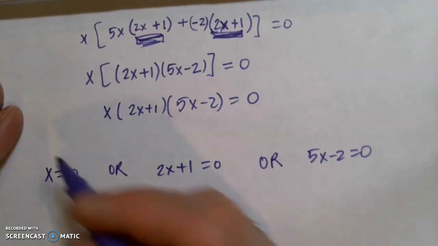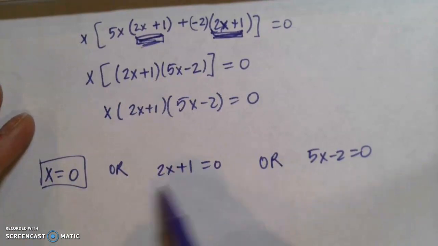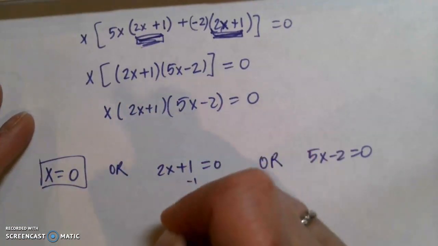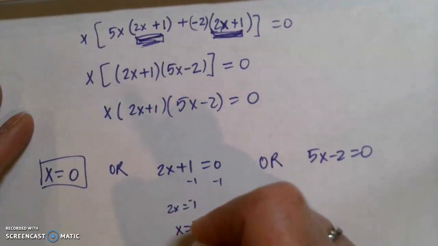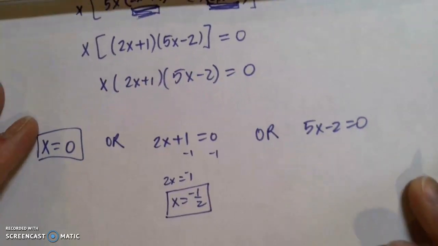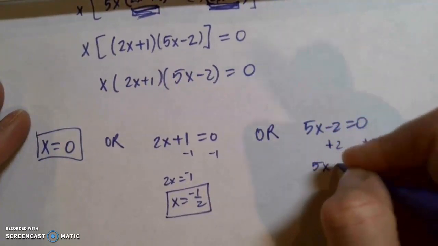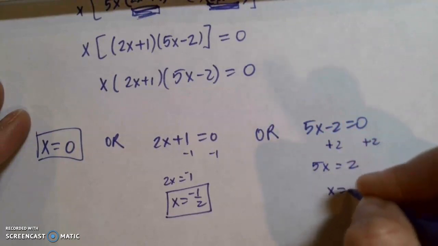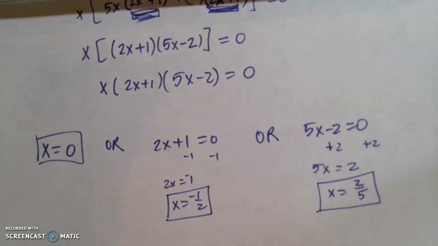Of course, the x equals 0, that one's already solved. It's just x equals 0. Subtract 1 over here, and we'll get x is negative 1/2 from the middle equation. And then the final equation, we'll add 2 to both sides. So we will get x is positive 2/5 for that one.